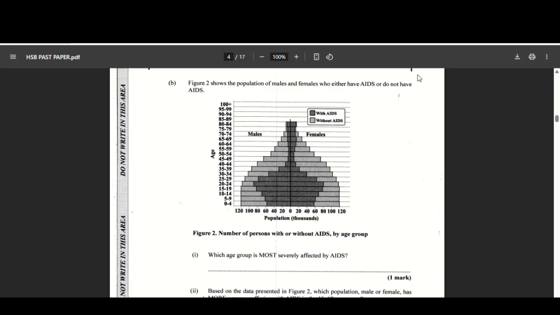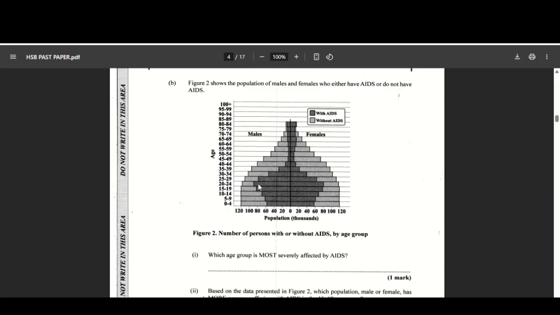So it says which age group is most affected by AIDS. So we have to look at the key or the legend, and it says with AIDS, the gray represents without AIDS. So since they ask which group is most affected by AIDS, we have to be looking at with AIDS, right? So if we look on this pyramid right here, the one that bulges out the most is the age 20 to age 24, right?